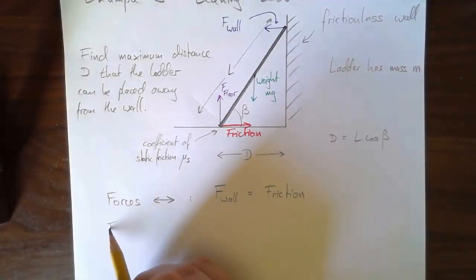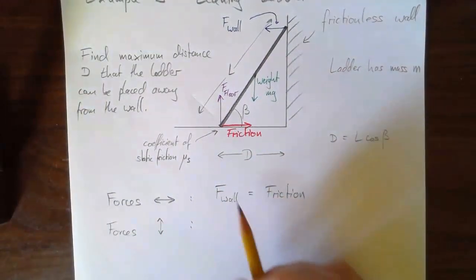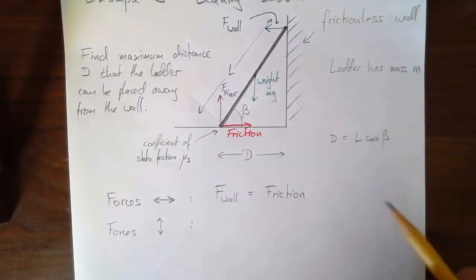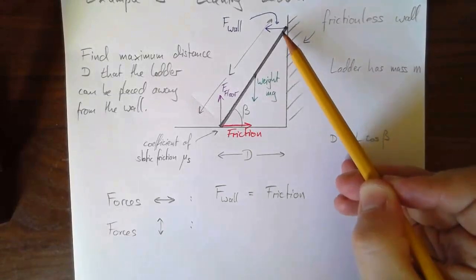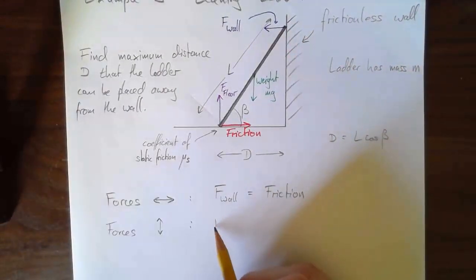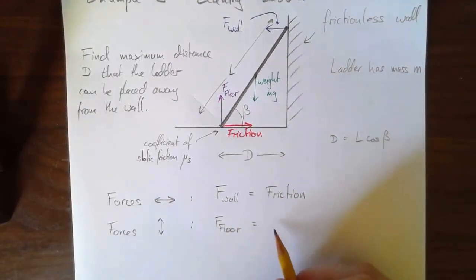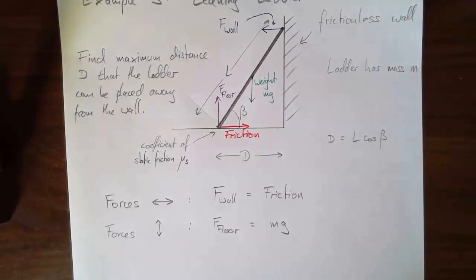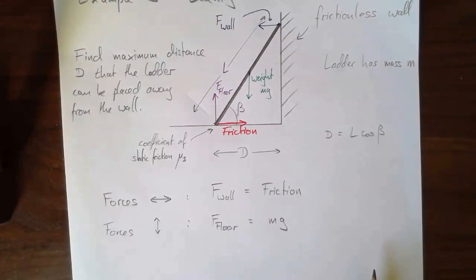What do we know about the forces in the vertical direction? Well, again, there are only two of them, so those better be equal. If the wall was not frictionless, then the story would be different. There'd be a third force here, a friction here, we'd have to think about it. Not in this case. So the force from the floor upwards is equal to the weight, equal to mg. Alright, that's easy enough. Very simple equations.